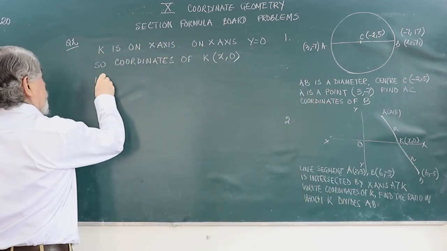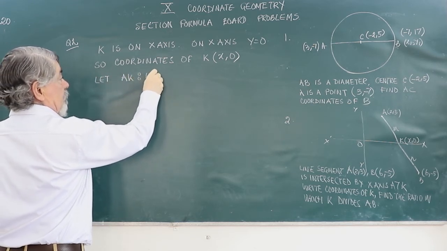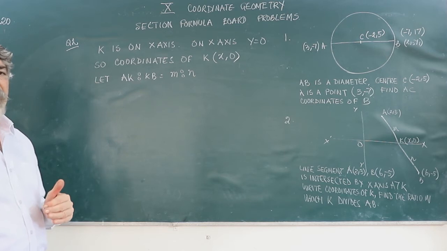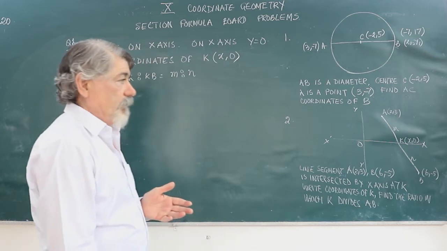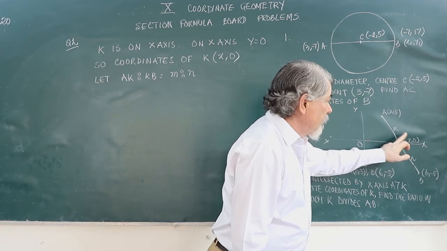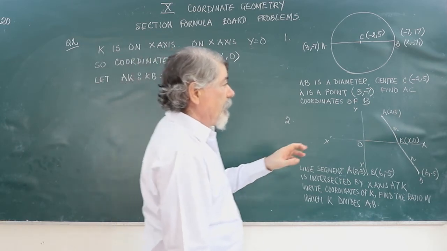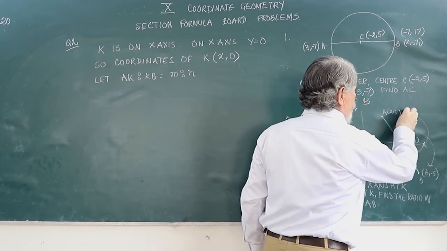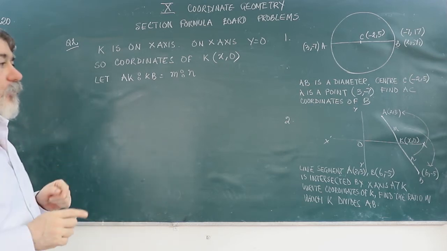Let AK is to KB, m is to n. Let us assume K divides the line in the ratio of m is to n. Now let us apply the section formula. Section formula is the x coordinate of this point, m into this, n into that. We told you that m should multiply this side, and n should go to that side. Always in the section formula it should be crossing each other.